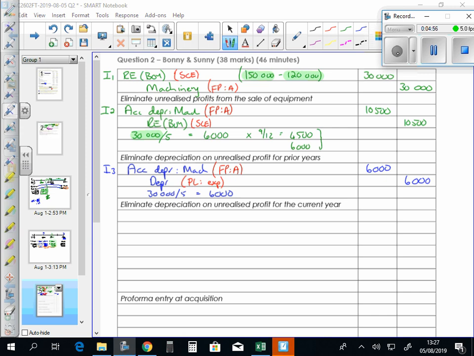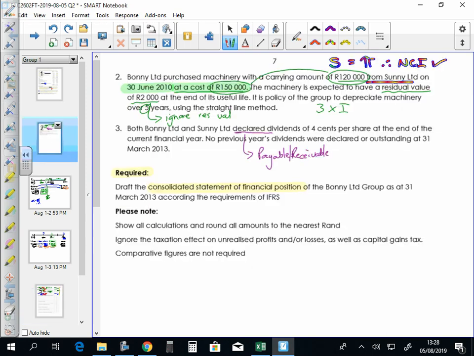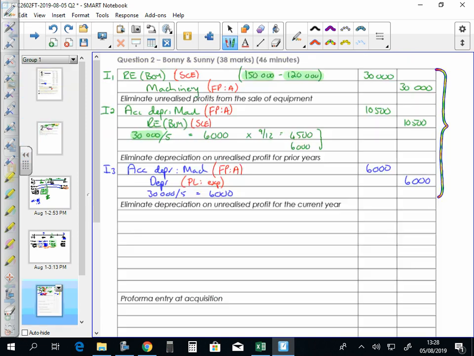Let's make a little note here. Who made that profit? Bonnie purchased from Sunny. Sunny made the profit. Sunny is the subsidiary. So Sunny made the profit. Will NCI be affected by Sunny's transactions? Yes, because NCI's got shares in Sunny, not Bonnie. All right, and your narrations, I have put them in, even if they are not required, just so that you can get used to them.